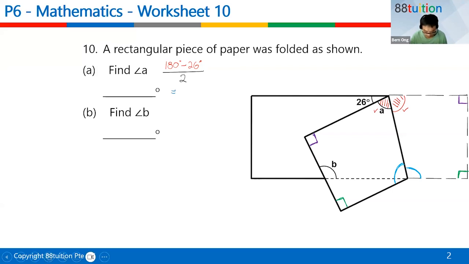Right, so 180 minus 26 divided by 2. That will give you 77 degrees. Can you see or not? So once you got 77, oh, the rest of the information is easy already. How to find angle B? Oh yeah, how to find angle B?